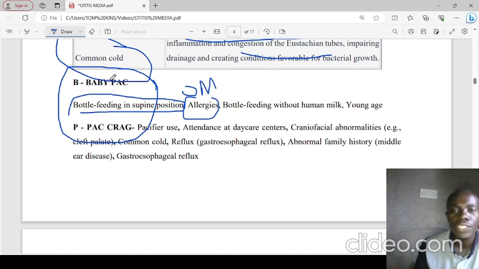The Y is for young age. P is for the pacifier use. A is for the attendance. C is for the craniofacial abnormalities, common cold, reflux disease, abnormal family history, and gastroesophageal reflux disease. So we have the baby pack and pack grab as the mnemonic.